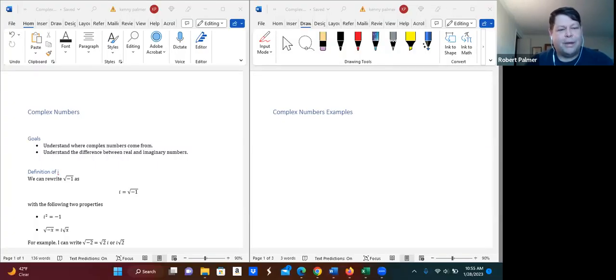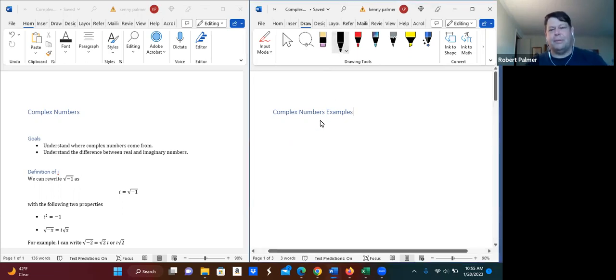Hello, everyone. Welcome back. Today, we want to learn about complex numbers. Our goal is first to understand what complex numbers are, where they come from, and also understand the difference between real numbers and imaginary numbers. We'll explain each one of those. So first, let's talk about where complex numbers come from, and why we need to understand them.